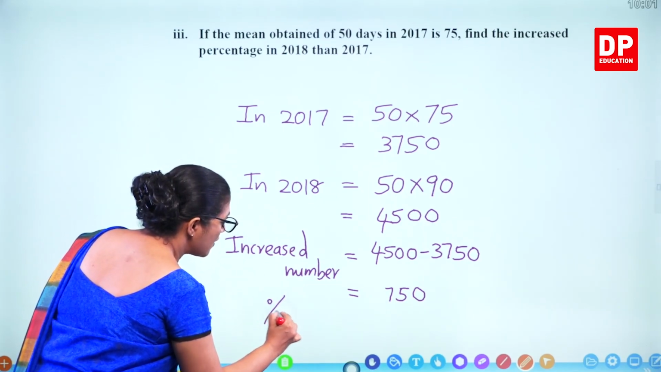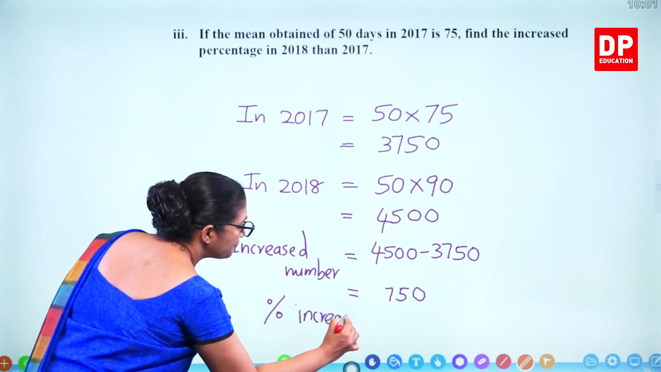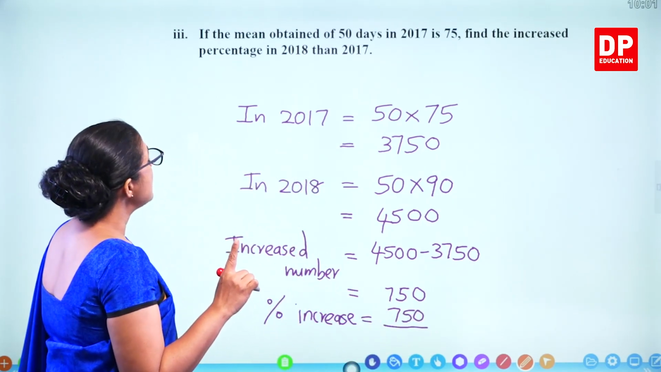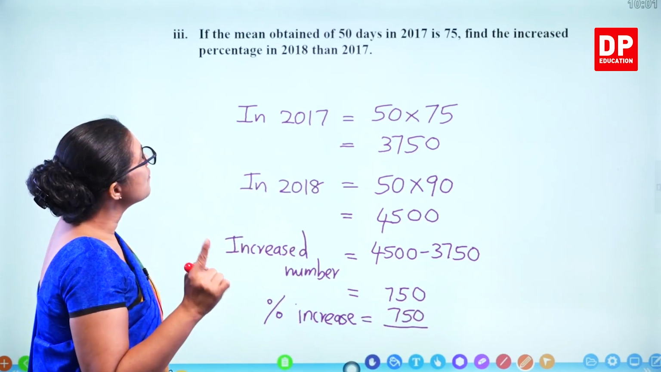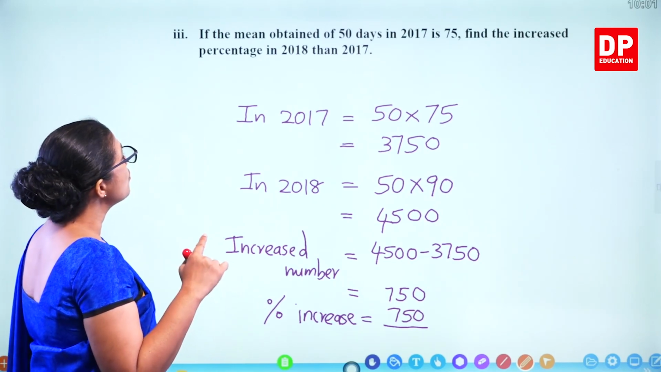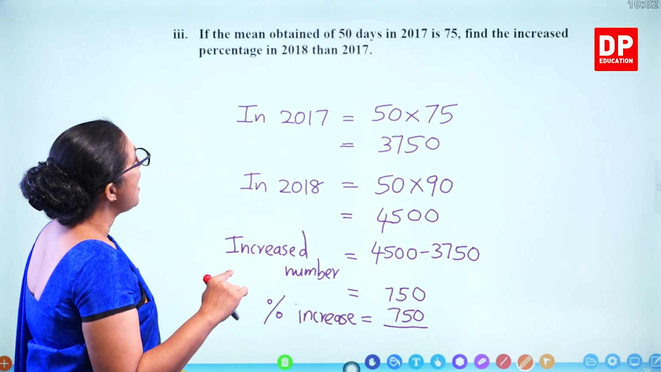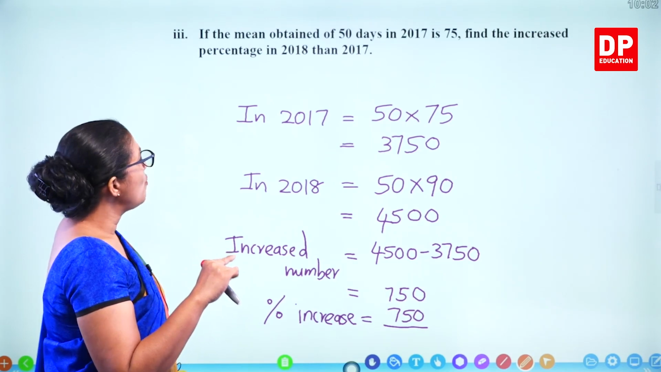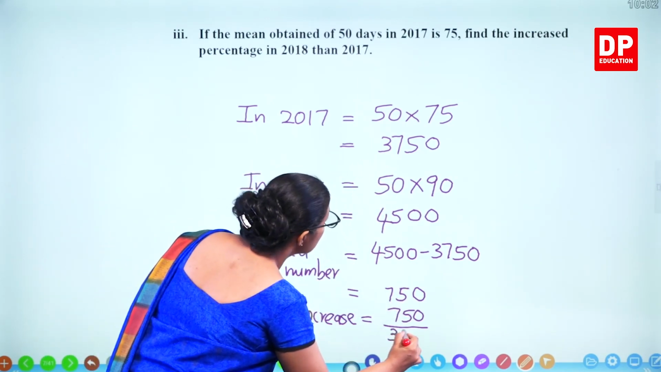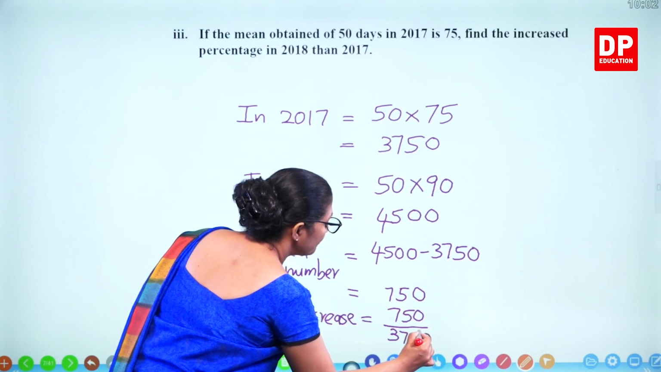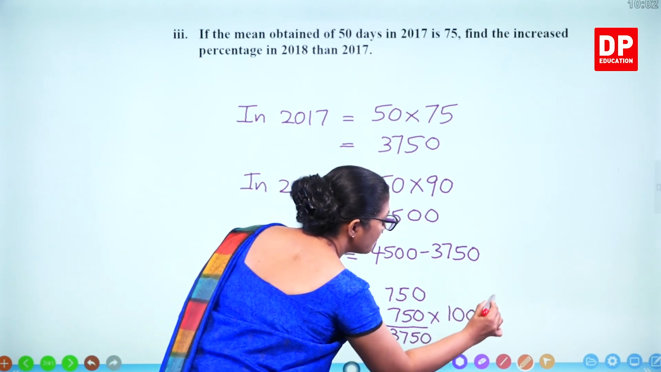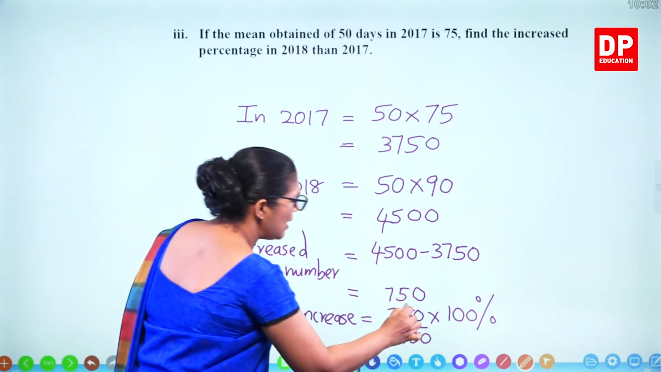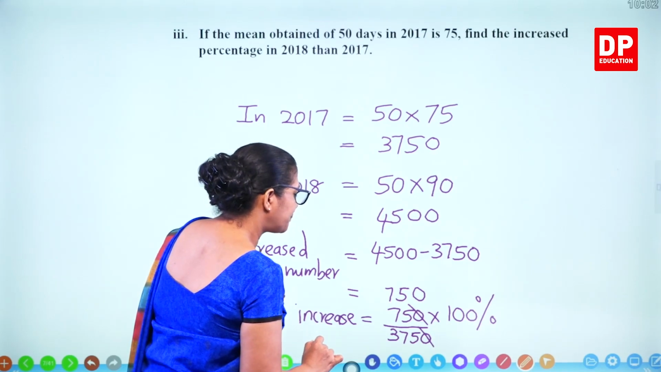So percentage increase is equal to, increased amount is 750. They are asking if the mean obtained of this is this, find the increased percentage in 2018 than 2017. So the 2017 value we need to take as the denominator, 3,750 into 100. You can take the decimal value, but you don't need actually. You can take the rounded value.